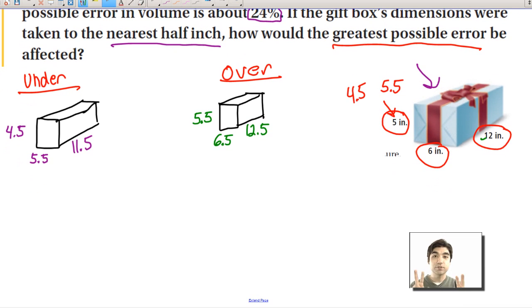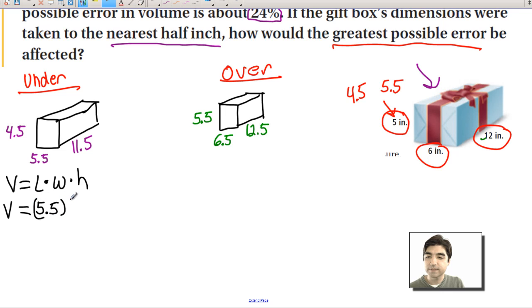Okay, so now we need to solve two equations using the under and over. So we need to find the volume of these two situations. Well, the volume of, I guess you would call a box here, is length times width times height. So let's fill those values in. So volume of the underestimation is 5.5 times 11.5 times the height, which is 4.5.